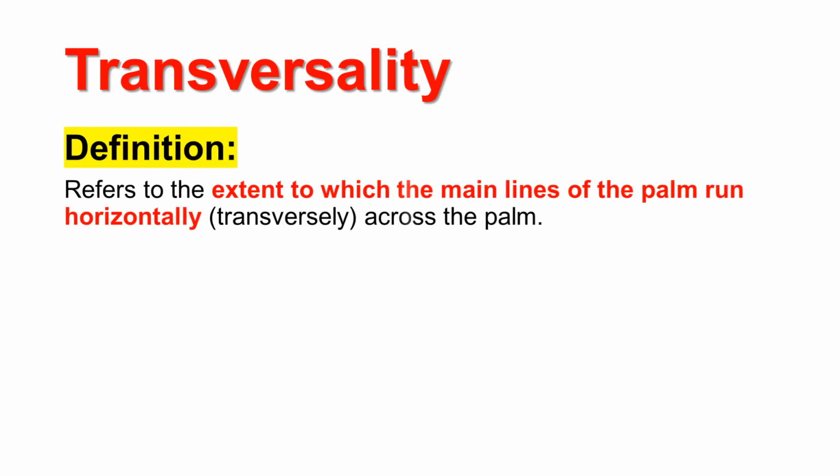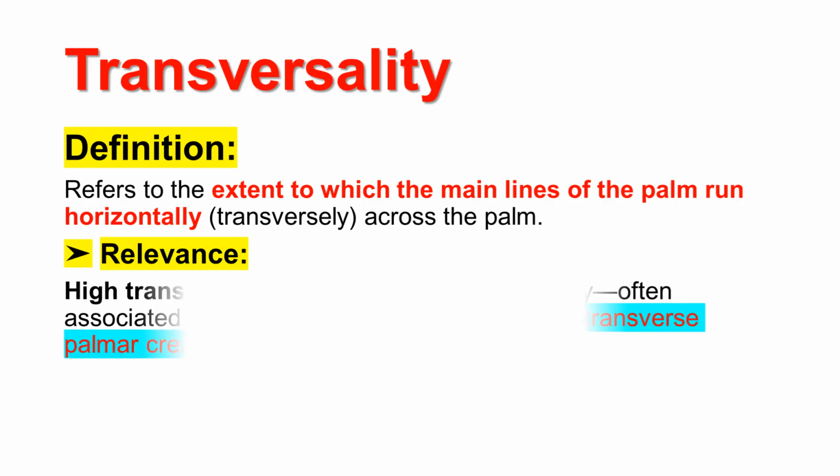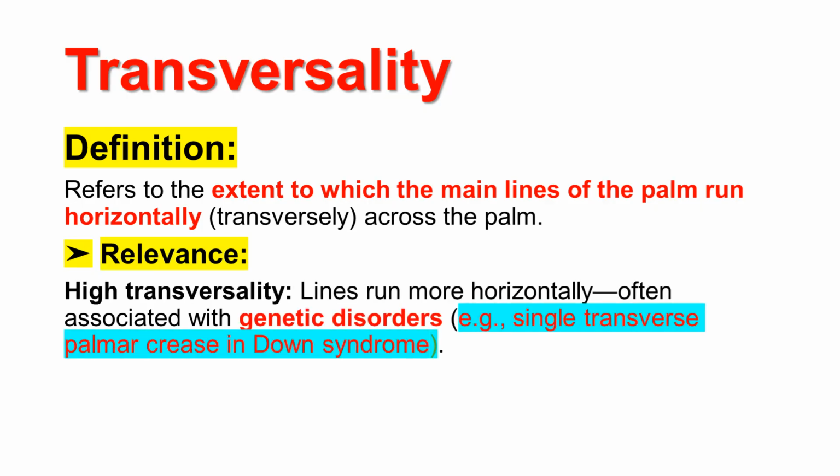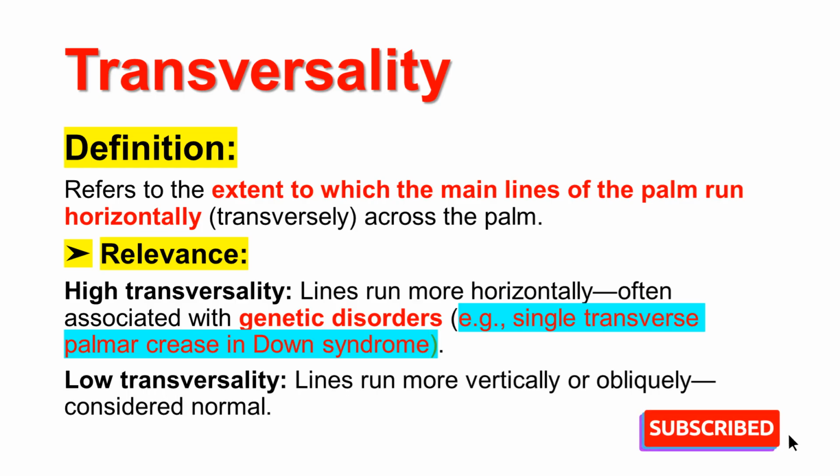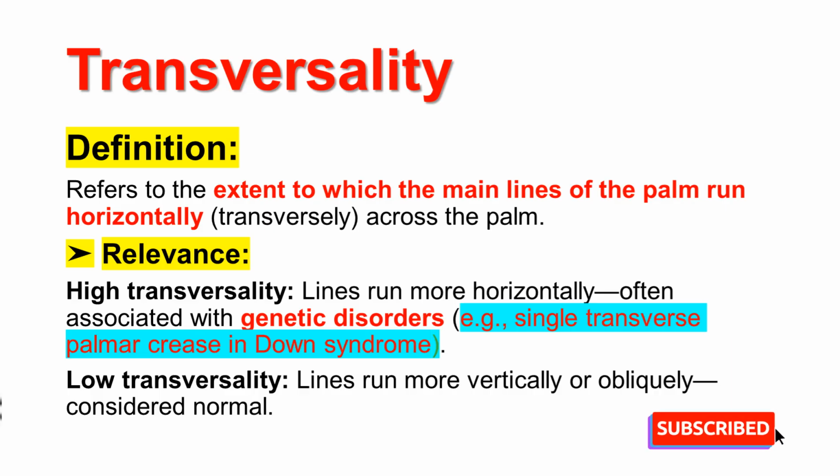5. Transversality. Definition: refers to the extent to which the main lines of the palm run horizontally, transversely, across the palm. Relevance: high transversality, where lines run more horizontally, is often associated with genetic disorders, e.g., single transverse palmar crease in Down syndrome. Low transversality, where lines run more vertically or obliquely, is considered normal.